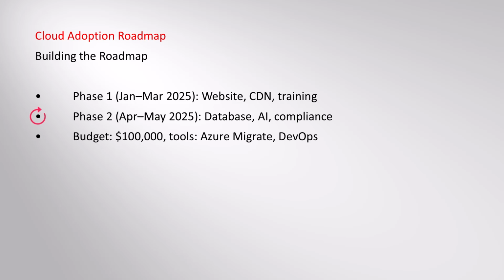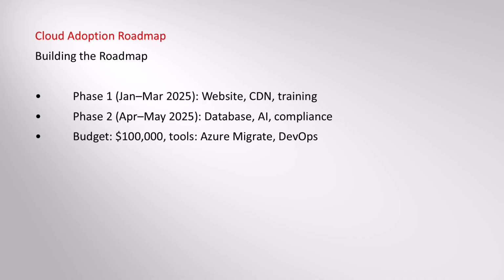Phase 2, April to May 2025, allocates the remaining $50,000: $25,000 to migrate the database to Azure SQL Database with geo-replication for stability, $15,000 to implement Azure Machine Learning for AI-driven recommendations, $5,000 to configure autoscaling for peak traffic, and $5,000 to establish GDPR-compliant data policies in EU regions. By May 2025, the system will be fully operational with AI, scalability, and compliance.